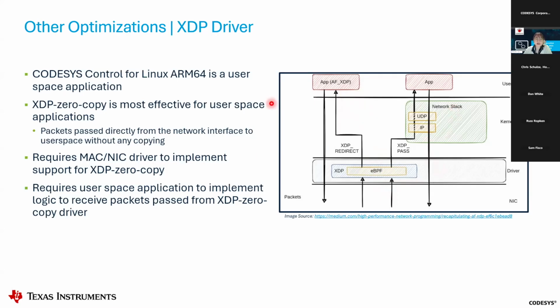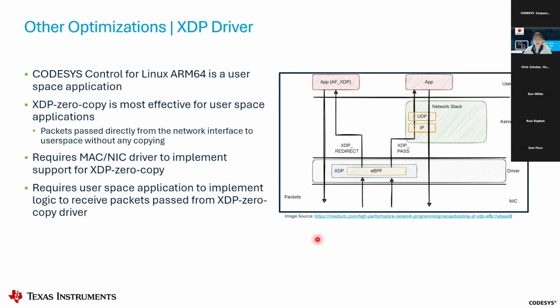Specifically, there is a variation of XDP called XDP zero copy that seems to be the most effective for user space applications, since it doesn't require any copying of the packets from the driver to the user space application, which itself can add additional delay, as it can simply pass the packets directly from the driver to the user space application. And what this means is that not only does the driver need to have XDP zero copy support, but the user space application should also be able to implement logic to receive these packets that are passed from the network driver.